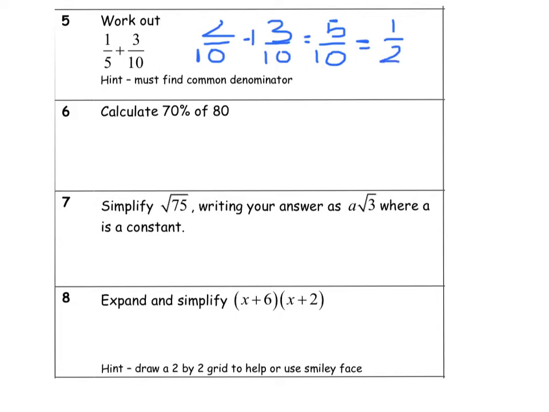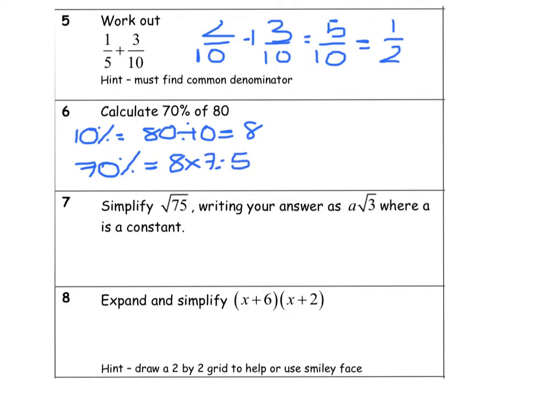Question 6, calculating 70% of 80. I'm going to start by working out 10%, which is 80 divided by 10, 8. So 70% will be 8 times 7, 56. Question 7, we don't do at the moment.